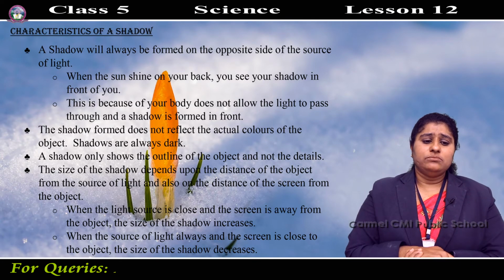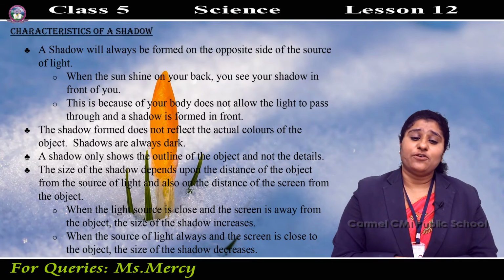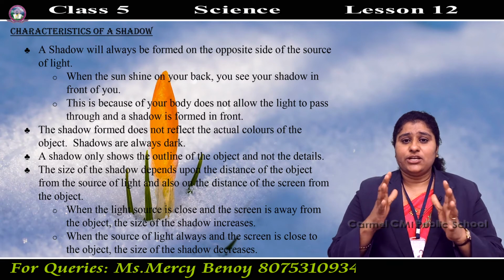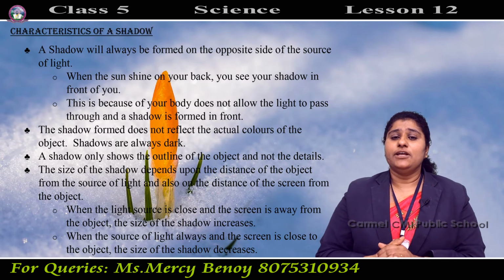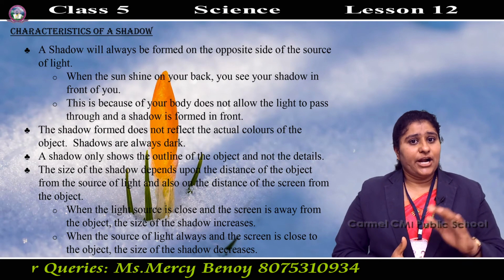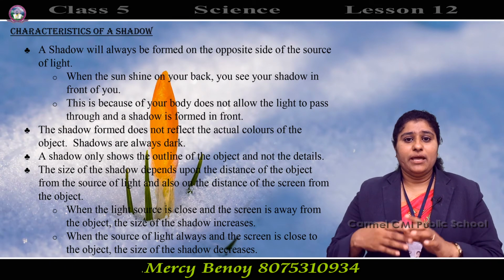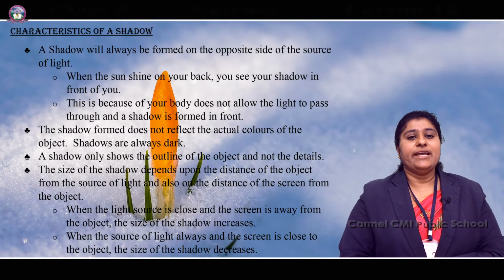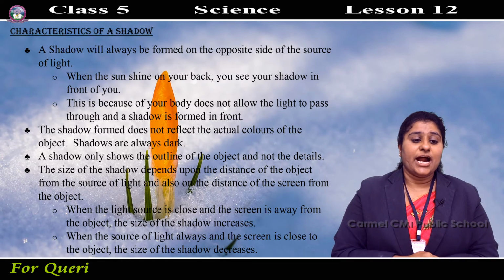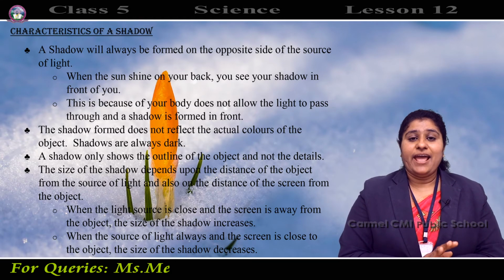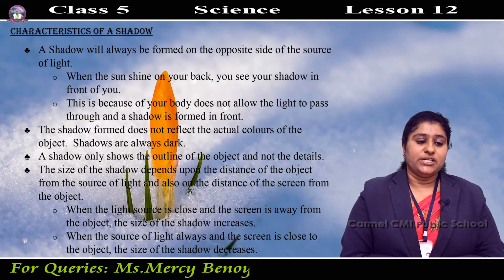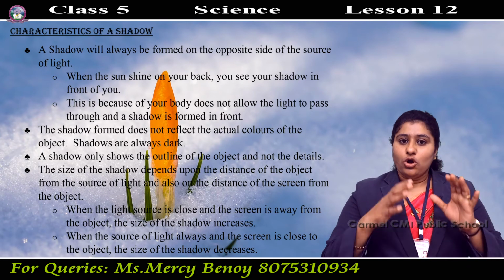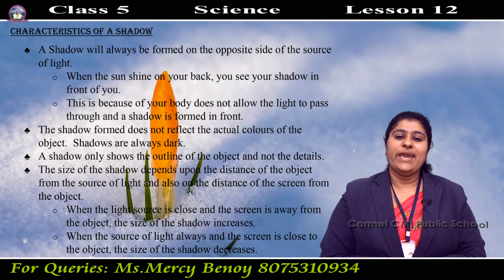Then the shadow formed does not reflect the actual colors of the object. Shadows are always dark, isn't it? See, if any opaque object is in front of the source of light, a shadow will be formed. The opaque object, even if it has many colors, the shadow will be dark in color. Okay, the shadow does not reflect the actual colors of the object. It is always dark.